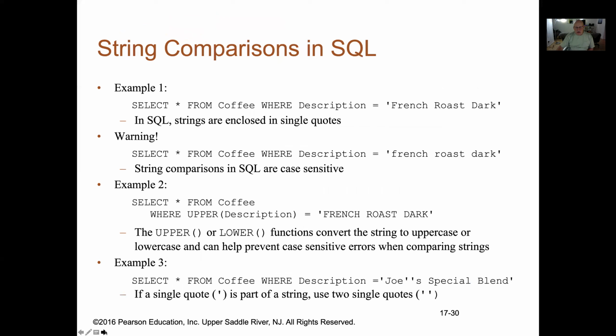Here's how you do a string comparison in SQL. String comparisons in SQL are case sensitive. So you would select asterisk from coffee, which means select all, where upper description equals French roast dark. The upper or lower function converts the string to uppercase or lowercase. It can help prevent case sensitive errors when comparing strings.